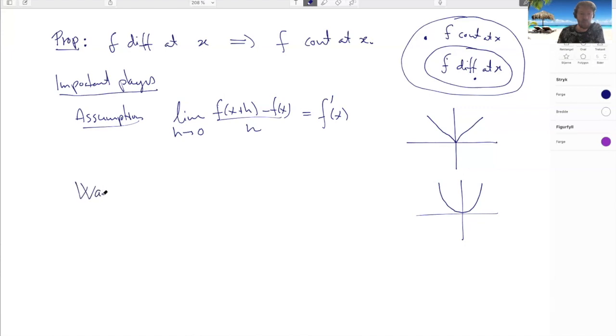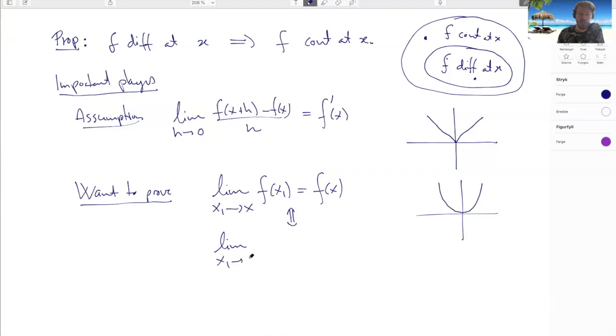And we want to prove what? Well, we want to prove that the limit as, let's say, x1 tends to x of f of x1 is equal to f of x. That's what we want to prove. And here, an important observation is that this can be written as the limit as x1 goes to x of f of x1 minus f of x is equal to 0. So proving this is the same as proving this.